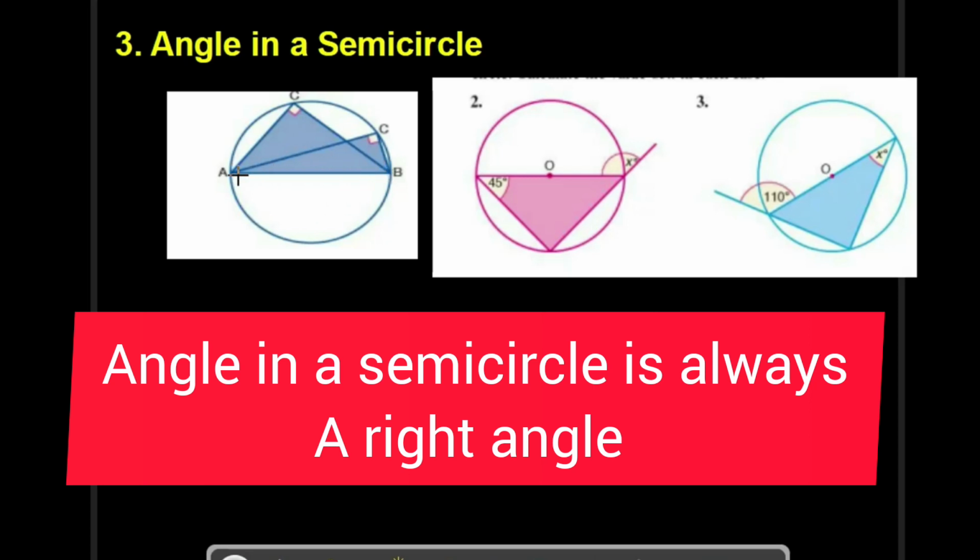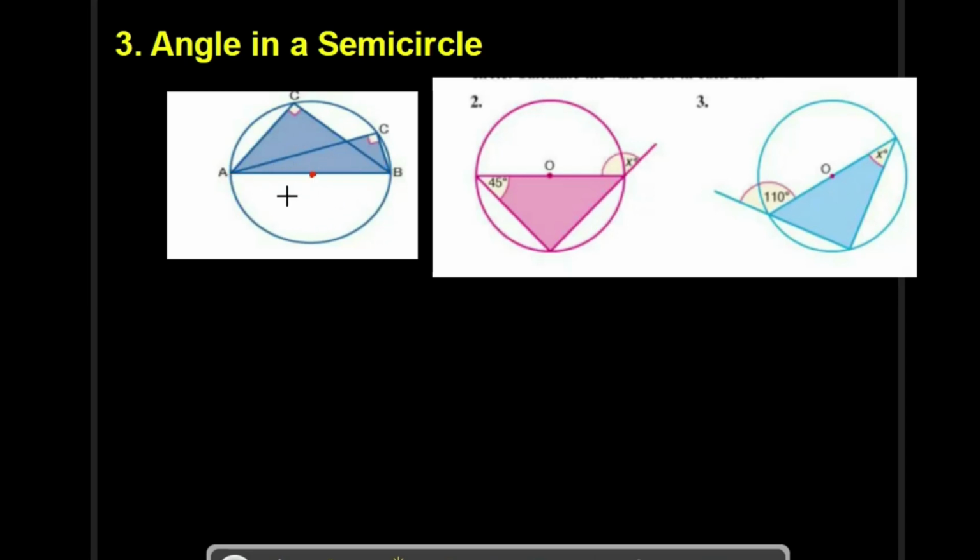Angle in a semicircle is always going to be 90 degree. If you see, AB is a chord, which is the longest chord, which is dividing the circle into two parts. So this is AB, this part is a semicircle. So any angle if you draw, it is always going to be 90 degree. Angle in a semicircle is always going to be 90 degree. So this is 90, this is going to be 90, C1 and C2 are going to be the same. So let's solve this question.